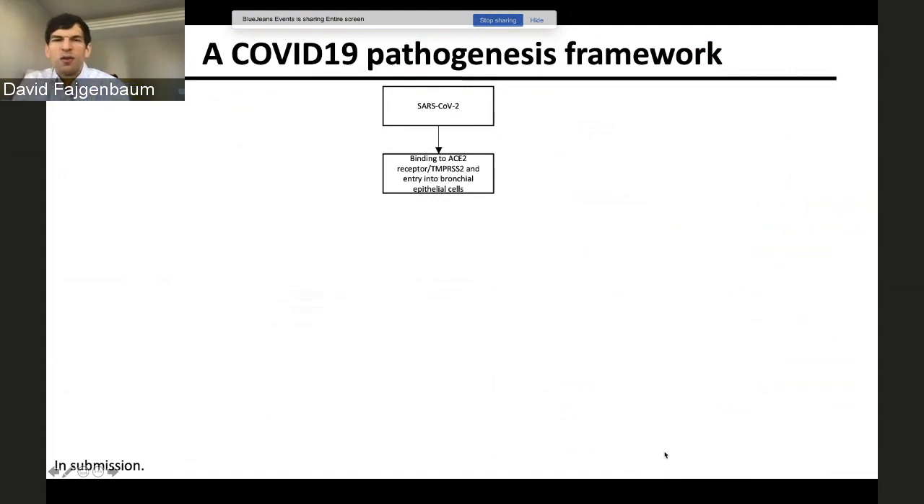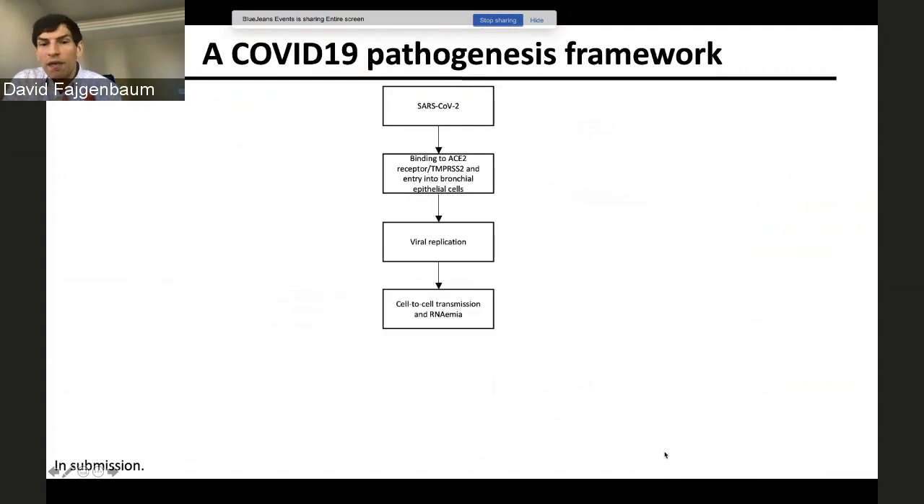SARS-CoV-2 infects individuals by binding to the ACE2 receptor, which we're learning there are ACE2 receptors on more and more cells, it seems like every week, but primarily these bronchial epithelial cells. Once in the cell, the virus replicates. Then there has to be cell-to-cell transmission and what we call this RNA-emia, where you have very high viral loads in the serum.